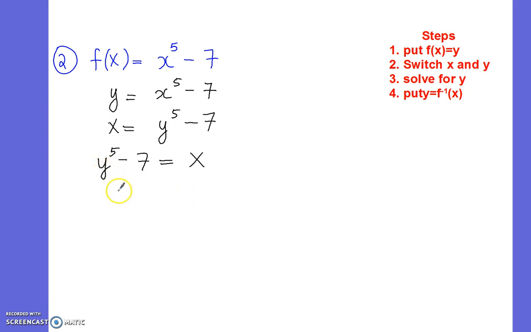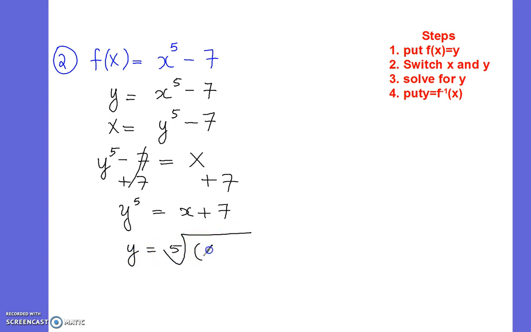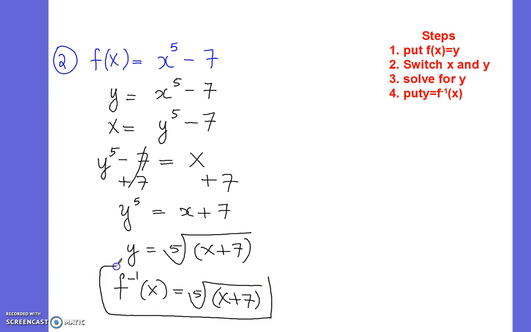Now I have to solve for y. So first I cancel the negative 7 by adding 7 on both sides. They cancel, and I get y to the 5th power is equal to x plus 7. To solve for y, I have to take the 5th root because the exponent is 5. So y is equal to the 5th root of x plus 7. So last step, put y is equal to f inverse of x. So I get f inverse of x as the 5th root of x plus 7, and I'm done. So that is my solution for question number 2.